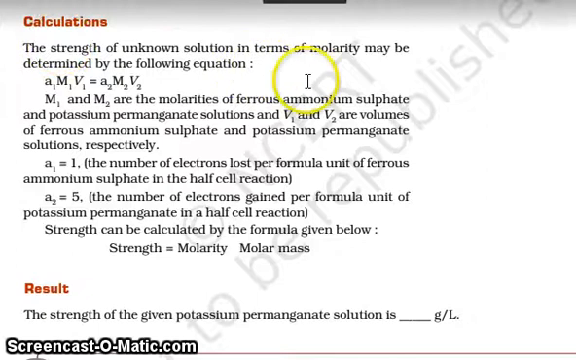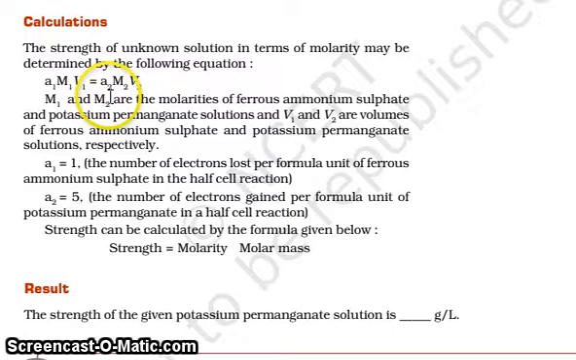The strength of unknown solution in terms of molarity may be determined by the following equation: A1 M1 V1 = A2 M2 V2. M1 and M2 are the molarities of ferrous ammonium sulfate and potassium permanganate solutions, and V1 and V2 are the volumes of ferrous ammonium sulfate and potassium permanganate solution respectively. A1 is equal to 1, the number of electrons lost per formula unit of ferrous ammonium sulfate in the half cell reaction. A2 is equal to 5, the number of electrons gained per formula unit of potassium permanganate in the half cell reaction. So strength can be calculated by the formula given below.